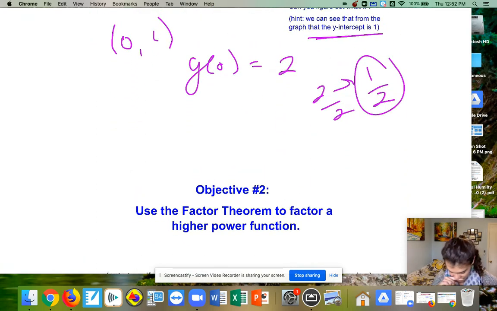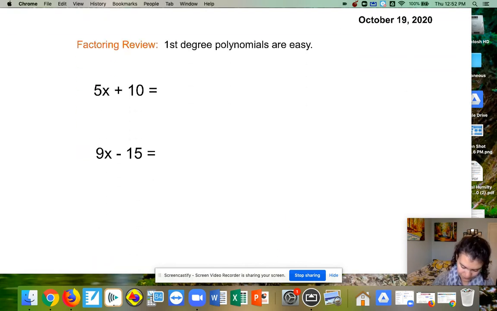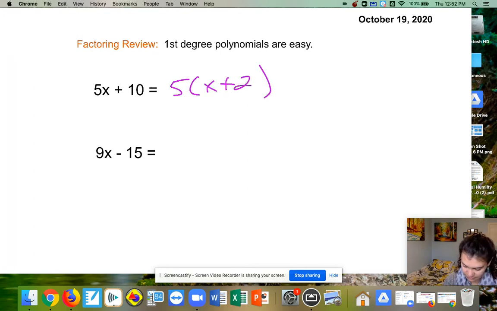Okay, so now we're going to use the factor theorem to write or factor out a higher power function. First, a quick factoring review. We can factor these pretty easily. I know we've done some factoring, but you can factor a 5 out of this and you get 5 times x plus 2. We can factor a 3 out of this one and you get 3 times x minus 5.